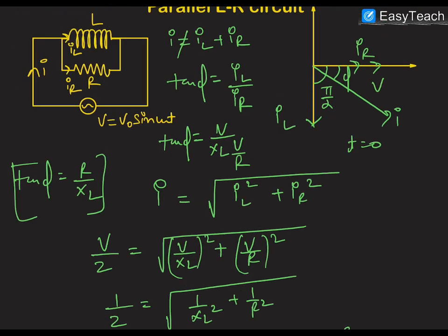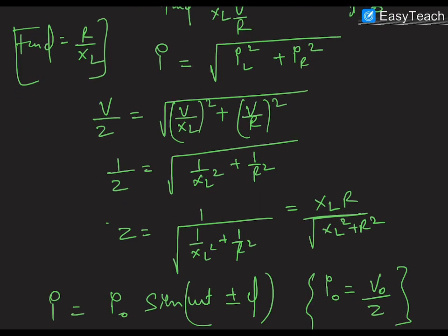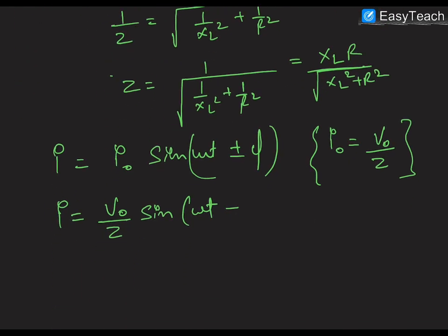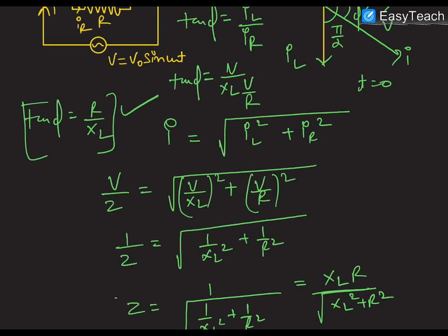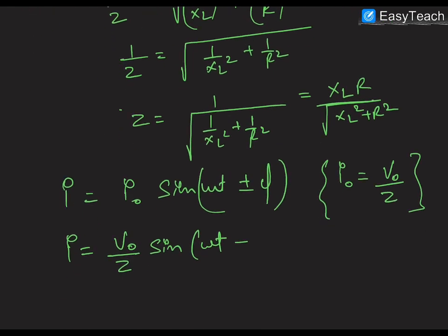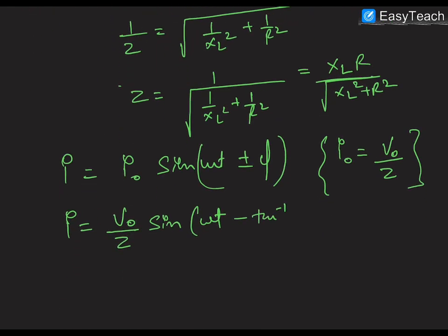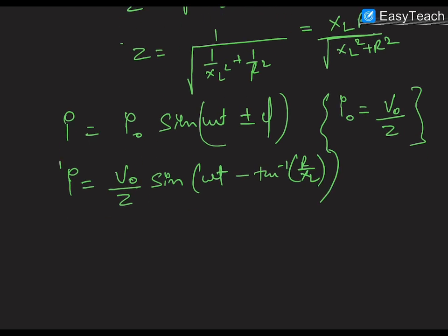Now we know that the voltage has a phase of omega t, and the current is behind the voltage by a phase of phi. So we can write it as omega t minus phi, where phi is equal to tan inverse R by XL. This is the current, and this is the time equation of current, which is the time dependent function.